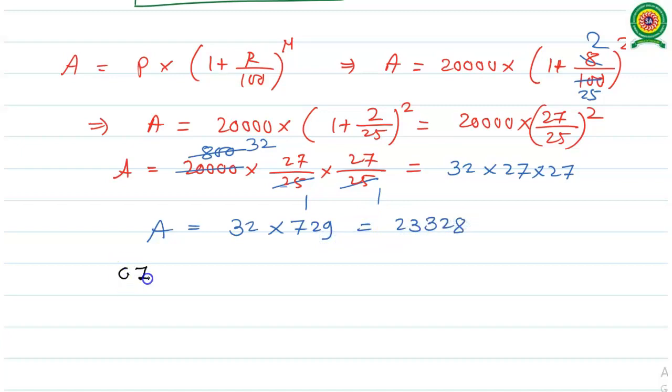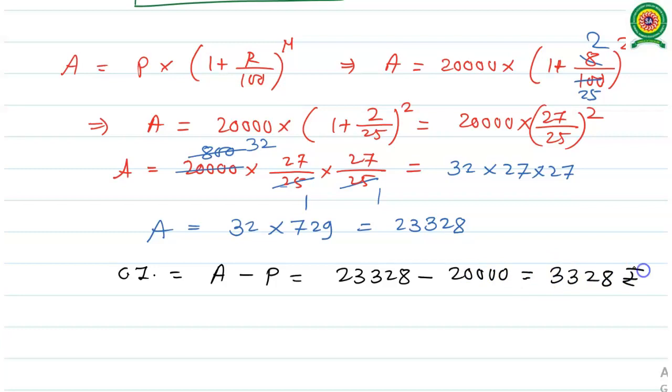So now we have to evaluate the value of CI. CI equals amount minus principal. So 23,328 minus the principal value 20,000. We are getting 3,328 rupees as the value of CI. CI means the compound interest.